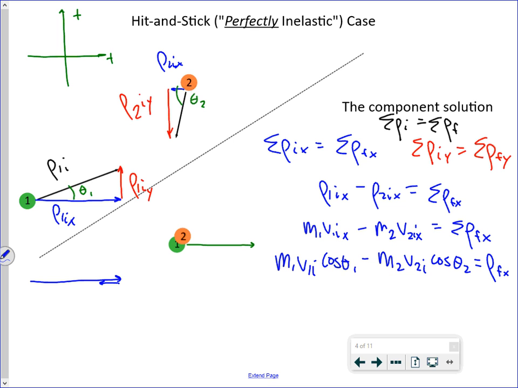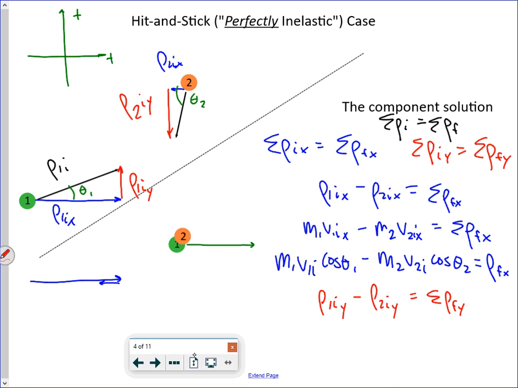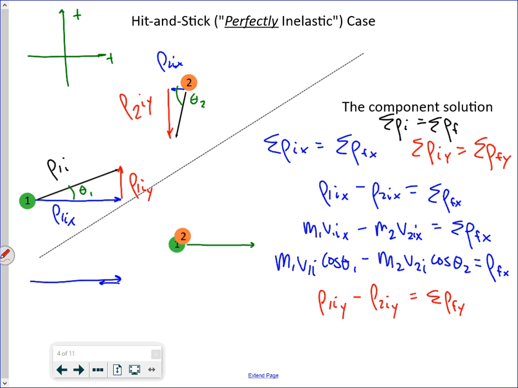Net, or just drop the net, that's okay. Same thing. And then we do something very similar with the Y component. There's a P1 initial Y pointing up, a P2 initial Y pointing down, so I call it negative, is net final Y momentum. I'll skip this intermediate step, but I would write this as M1 V1 initial sine theta 1, minus M2 V2 initial sine theta 2, is the net final Y momentum.